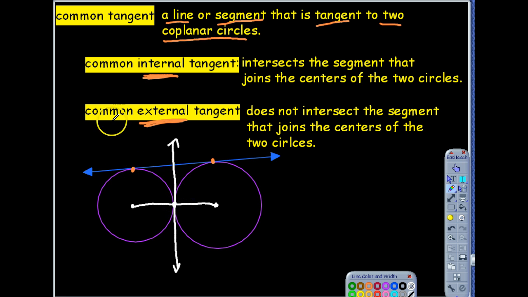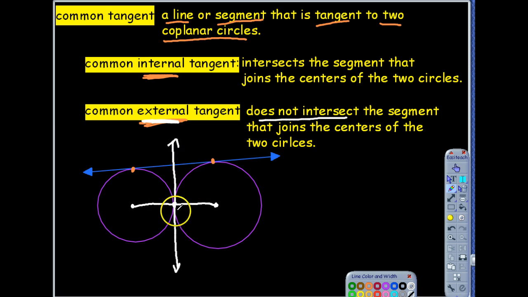A common external tangent does not intersect the segment that joins the centers of those two circles. We talked about this blue line out here being a tangent to the circles. Notice that this blue line does not intersect the segment that I've drawn. That's a common external tangent.